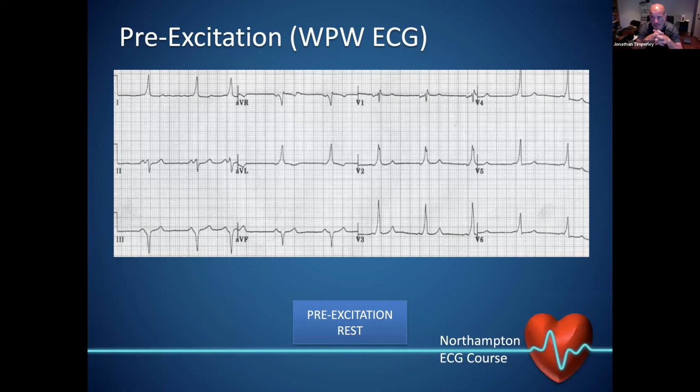It is non-decremental. What about AV nodal decremental properties in retrograde? Is that decremental? Yes, it is decremental. So when you've got someone who's got VT and you get retrograde P waves, you can get Wenckebach phenomena, you can get 2-to-1 block, you can get everything you can get exactly the same as you could do antegradely. Yeah, spot on.